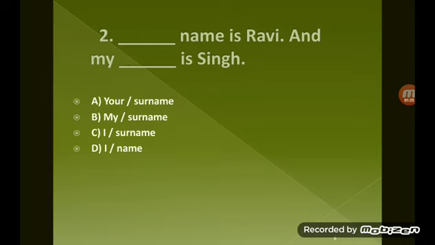Dash name is Ravi and my dash is Singh. The options for both blanks are A, your and surname, B, my and surname, C, I and surname, D, I and name. And the correct answer is, my name is Ravi and my surname is Singh.